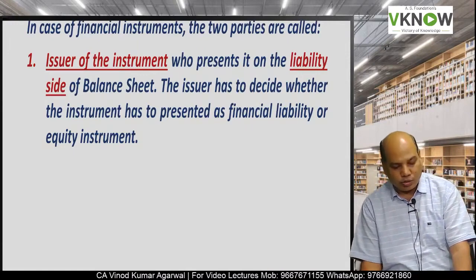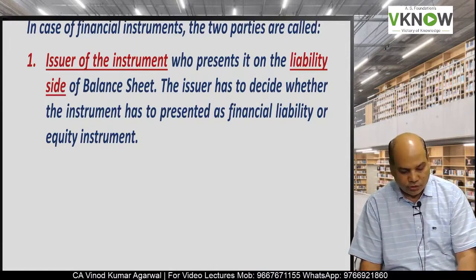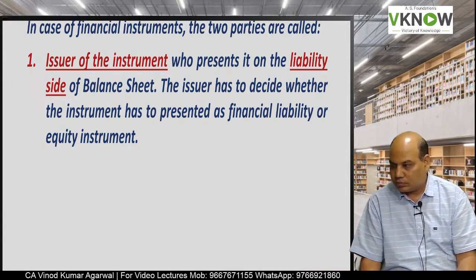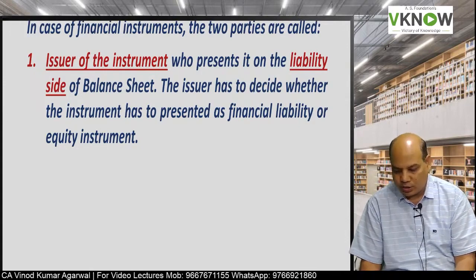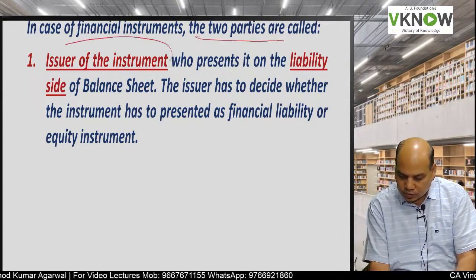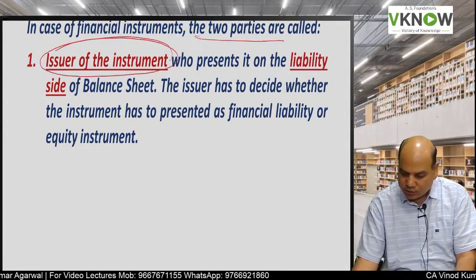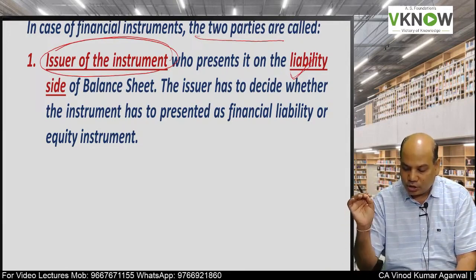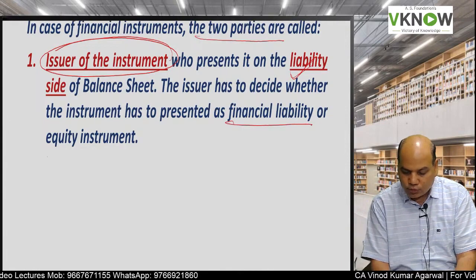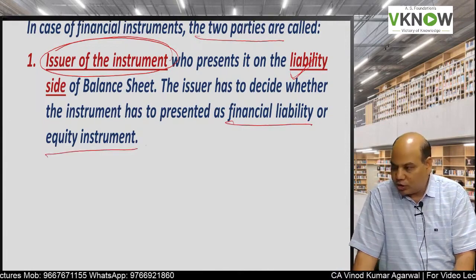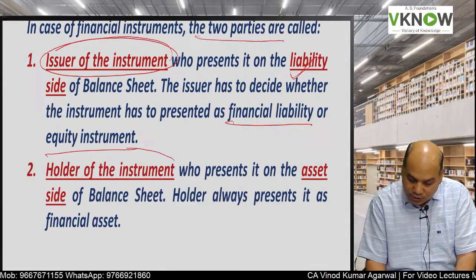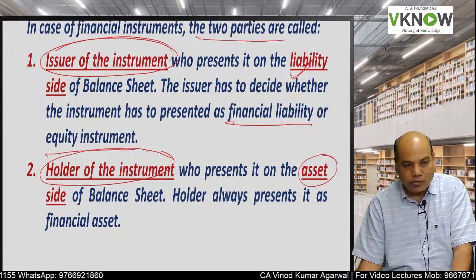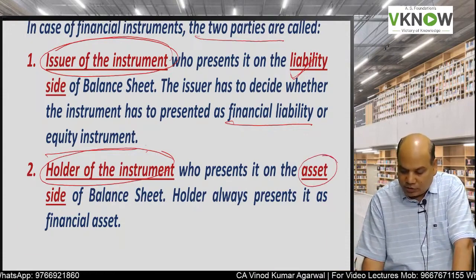In a financial instrument, there are two parties involved. Who is the first party? The first party is the issuer of the instrument. The entity which has issued the financial instrument will present it in the balance sheet as liability or equity. The issuer will show the financial instrument as financial liability or equity, and the second party is called the holder of the instrument. The holder of the instrument will call it a financial asset in the balance sheet.